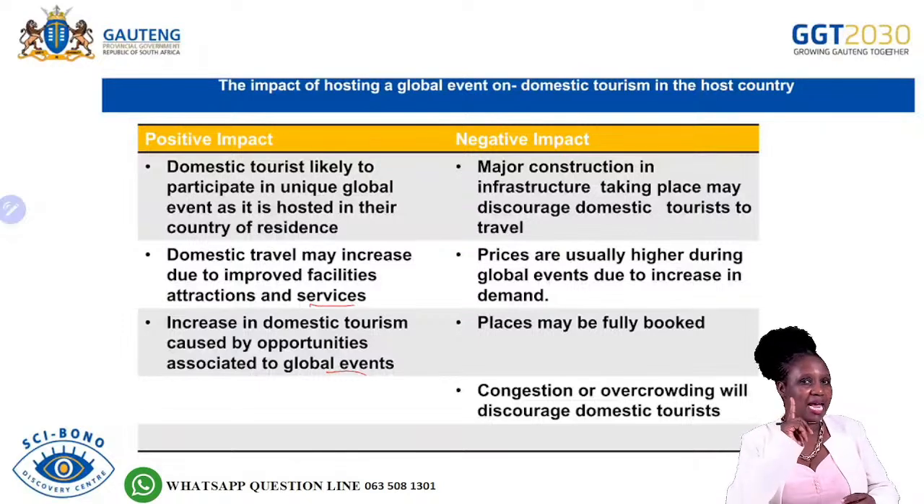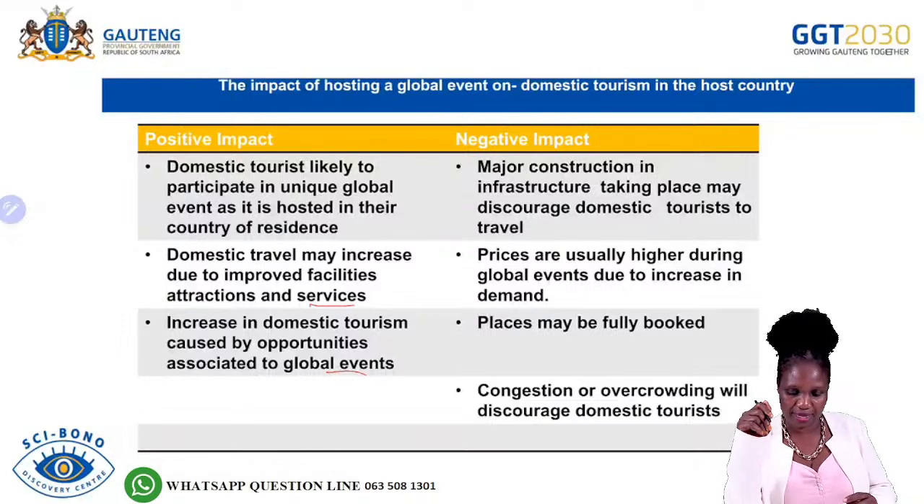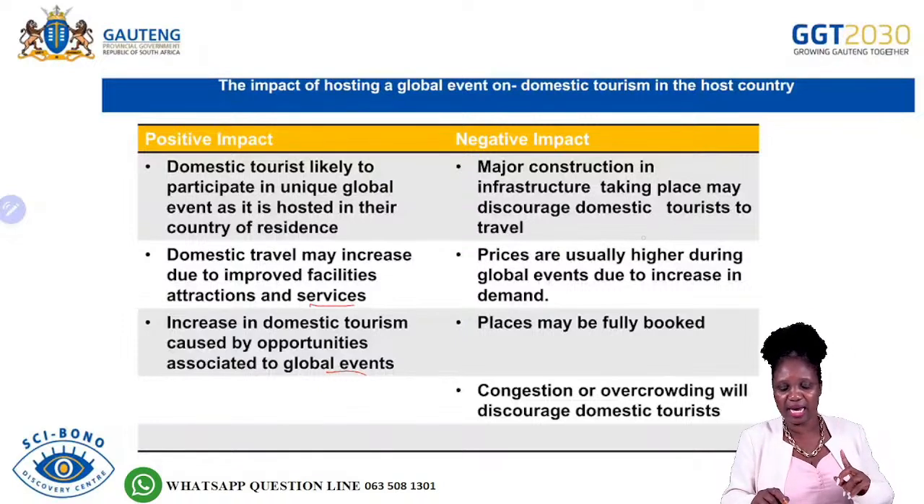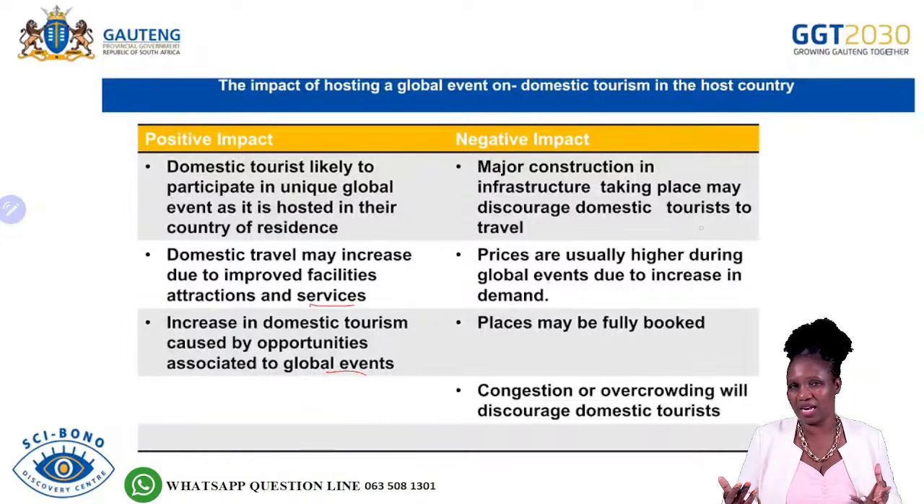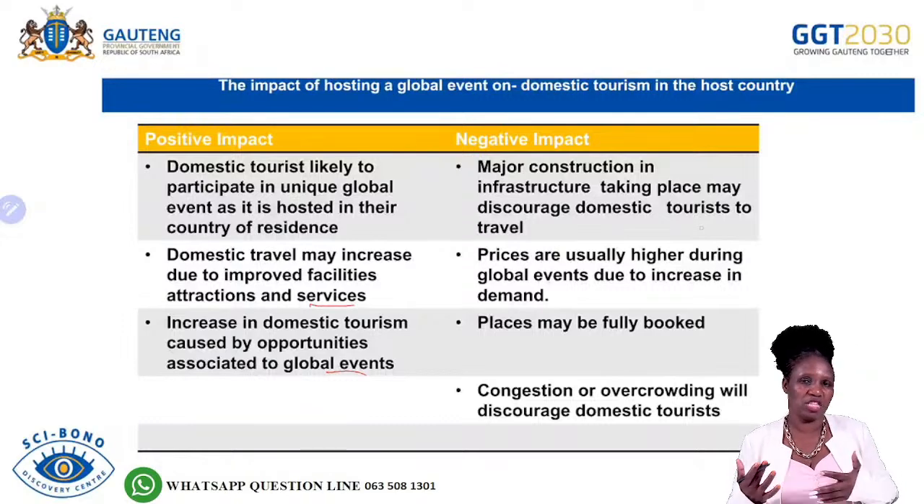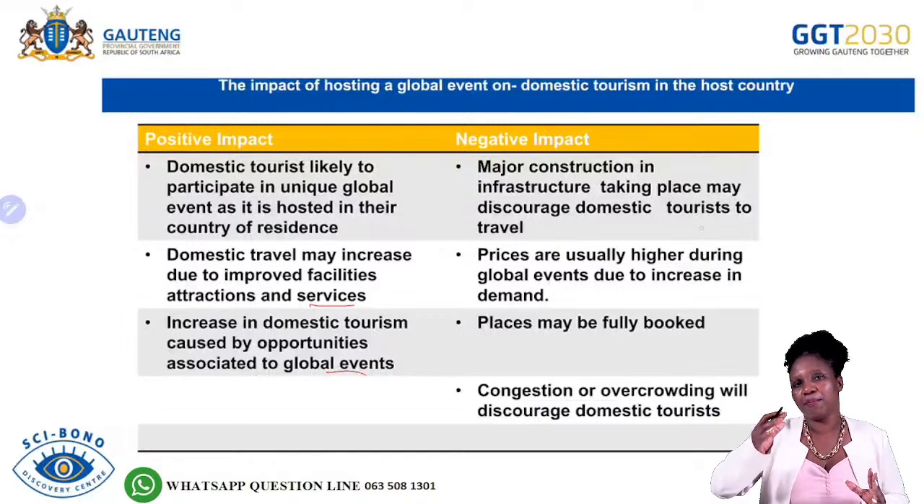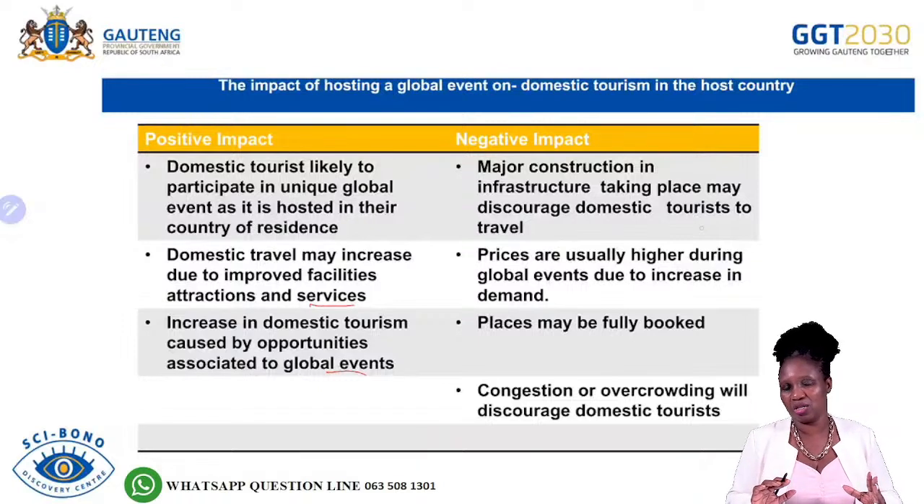And then the negative impact, that is the bad part. Major construction in infrastructure taking place may discourage domestic tourists from traveling, because when there is construction, it's not a good place to travel, okay? Especially in preparation for these global events. There will be a lot of construction. There will be a lot of development. Therefore, people tend not to travel much, all right?